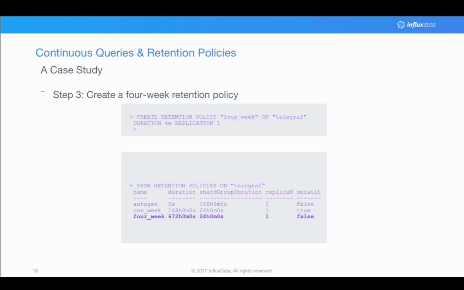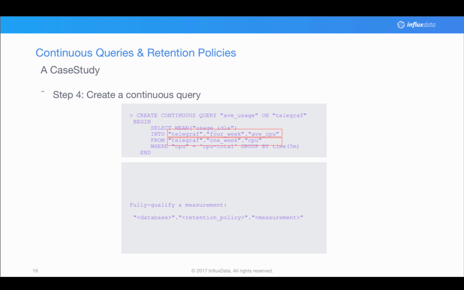We're also going to want to create that 4-week retention policy as well. Notice that we've made the 1-week retention policy our default. So any data that's written into Telegraf without specifying a retention policy will automatically go into that 1-week retention policy there. Then we're going to create our continuous query. Notice we're going to be taking from Telegraf 1 week, our default retention policy, and putting into our 4-week retention policy for longer term retention.